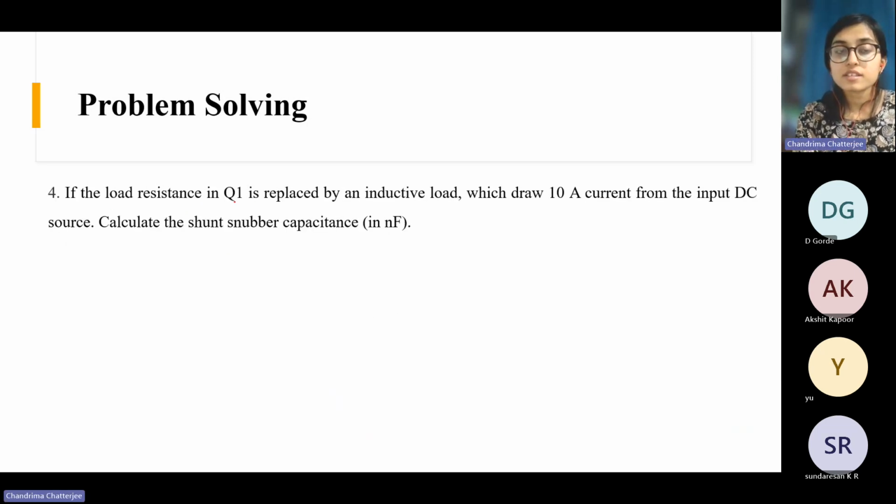If the load resistance in question 1 is replaced by an inductive load which draws 10 ampere current from the input DC source, calculate the shunt snubber capacitor. Okay, so now there is something new. Calculate the shunt snubber capacitor. What is snubber capacitance? That we will see.